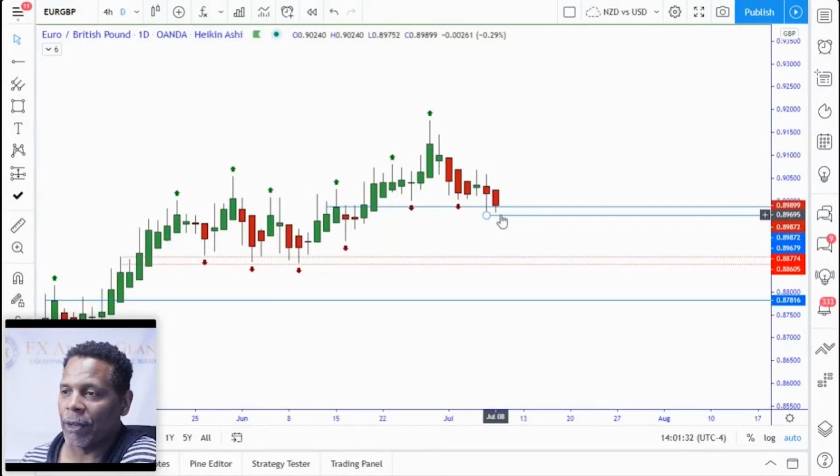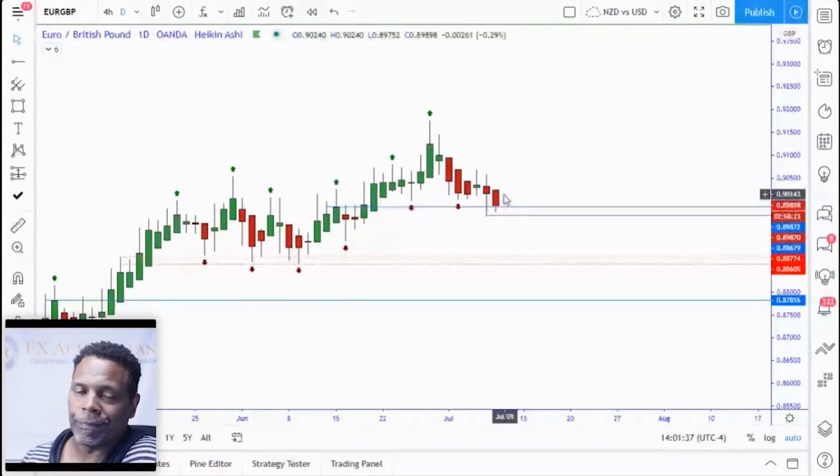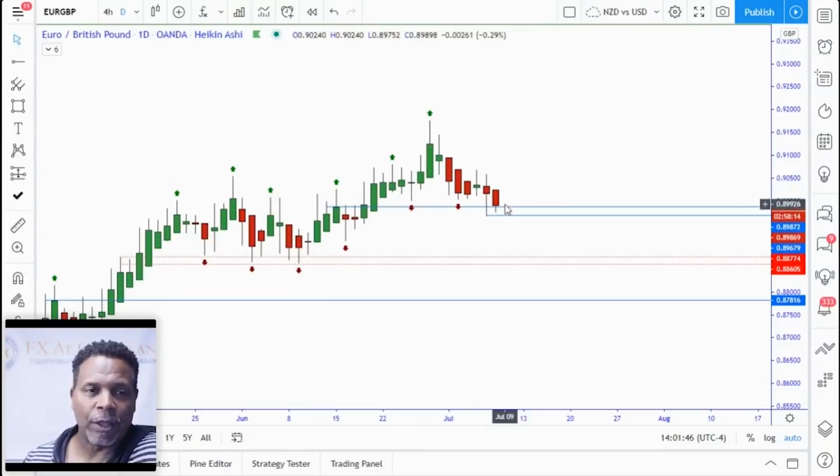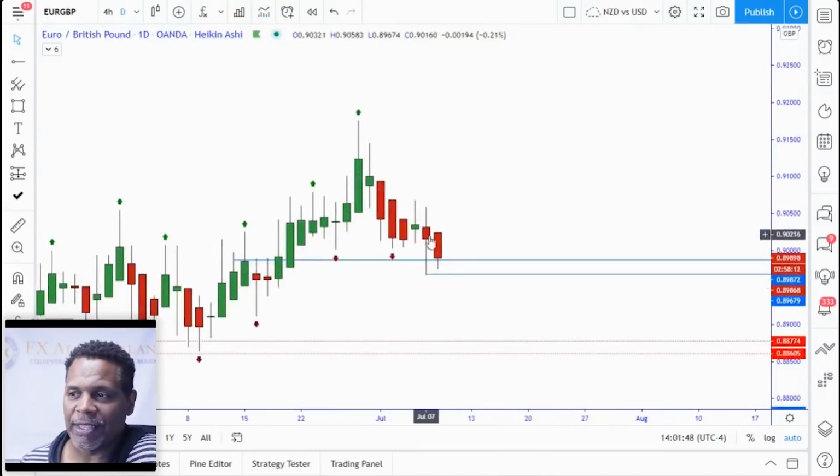And I'm patient right here. Daily will get me in later though, so I could stay with the daily. If I wait for a daily, indecision might be okay, but a daily long, probably I'm getting in much higher than I want to. But still, it's still safe. So you could just stay on the daily and wait for the entry.